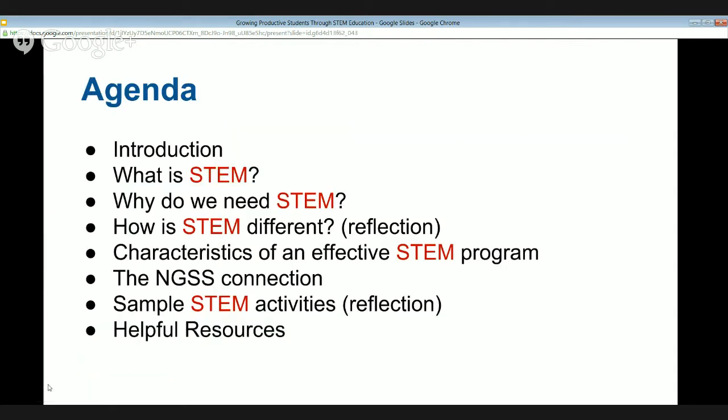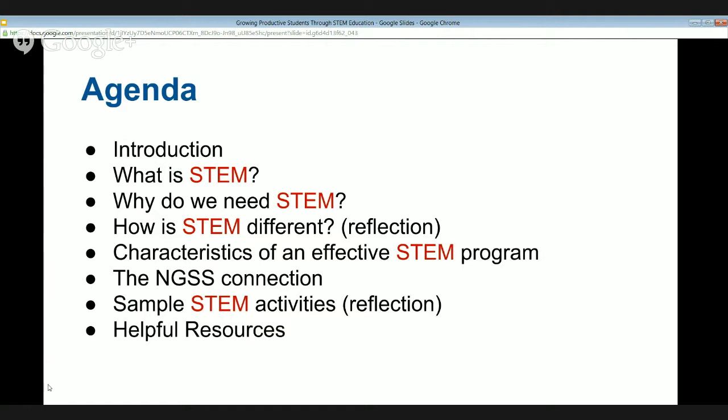Today, I want to start out by talking about what STEM education actually is, why we need STEM in our schools today, and how it is different from what we have been doing in the past. Within this time period, I will be giving you a little bit of time to do some self-reflection as well as some reflection within your groups. We will then go on to look at the characteristics of an effective STEM program and what to do to begin building that program, how it is connected to the Next Generation Science Standards, and what a natural fit it is at that point.